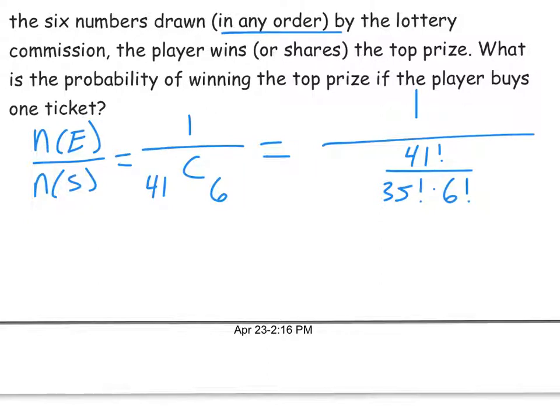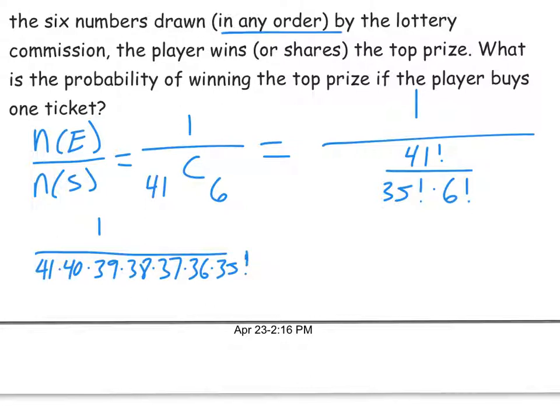You can tell at this point the odds aren't going to be very high. So we have 41 times 40 times 39 times 38 times 37 times 36 times 35 factorial. Remember, I would have to keep going all the way down to 1, but I stop at 35 because those will cancel, and then we can multiply 41 down to 36. 6 factorial is about 720.